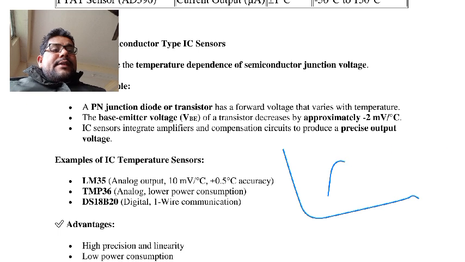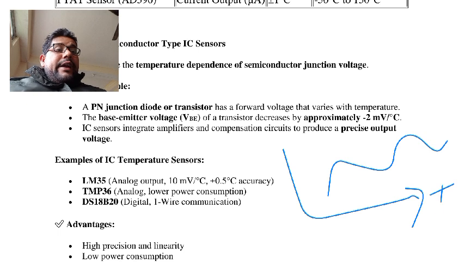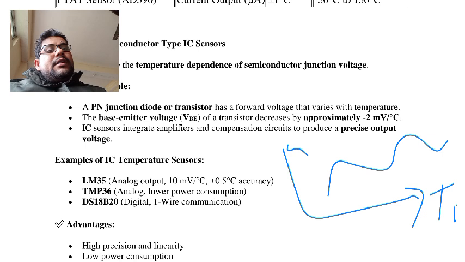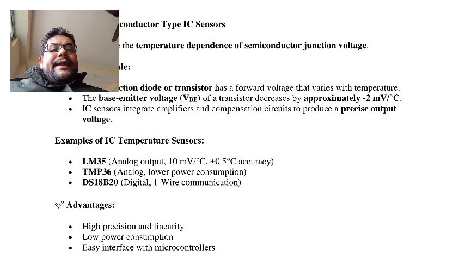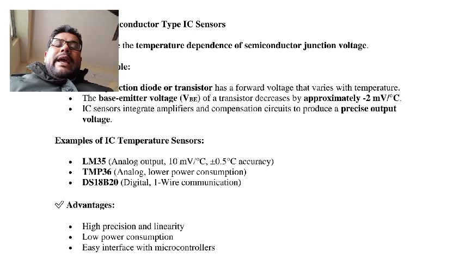Suppose this is the time axis and this is the amplitude axis. The amplitude is continuous with time. That is analog. This is the TMP36. This is also analog, but its benefit is that it is a low power consumption IC. When very high accuracy is required, we can prefer the LM35. Second, the DS18B20, a digital one-wire communication IC.